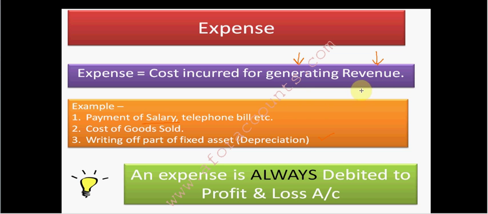Now, a very important point, please pay attention. An expense is always debited to your profit and loss account. We will learn in later slides what is a debit, what is a credit, but for now remember that an expense is always debited to your profit and loss account. Why and how is discussed in detail in the later slides.